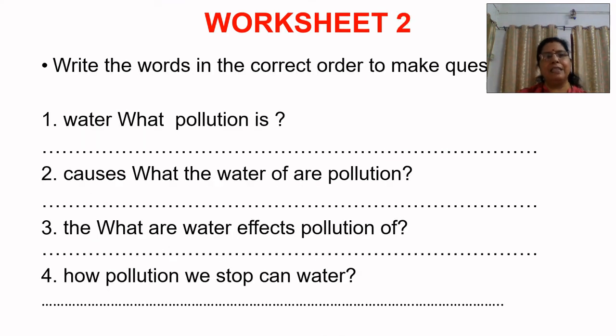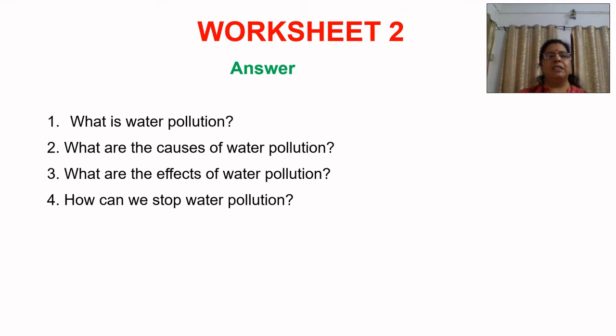Now here is another exercise which you have been doing in your previous classes, in your junior classes also. Here you have to write the words in the correct order to make questions. The sentences are in a jumbled manner. You have to arrange them and put them in correct order. And when you put these words in correct order, you will get questions like this. What is water pollution? What are the causes of water pollution? What are the effects of water pollution? How can we stop water pollution?